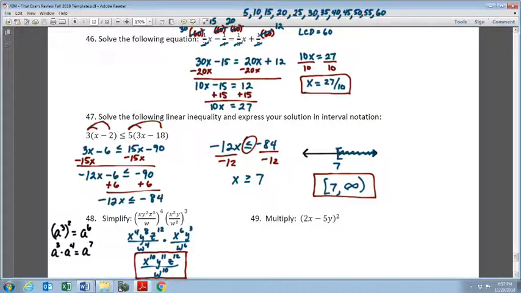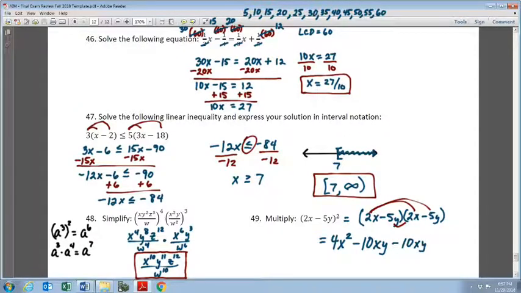This is what I call FOIL in disguise. You can't just square the 2x and the 5y separately. You've got to rewrite this as 2x minus 5y times itself. And then we just FOIL. So we're going to get 4x squared, the first product. The outer product is going to be a minus 10xy. Multiply the inner terms there, you're going to get a minus 10xy.